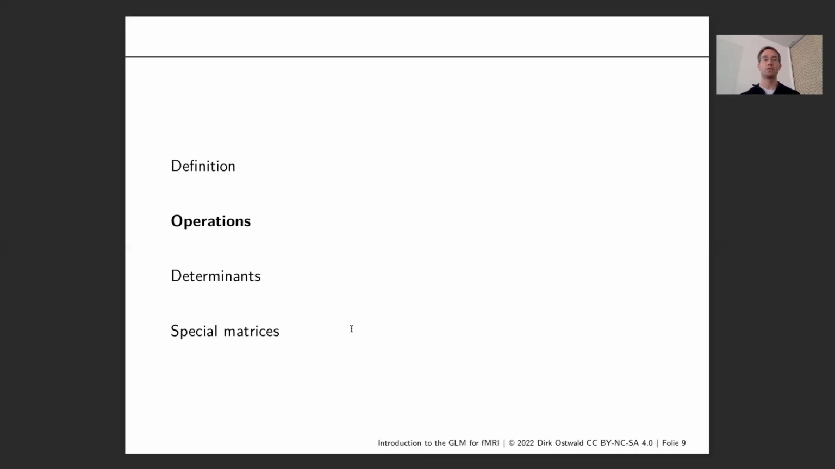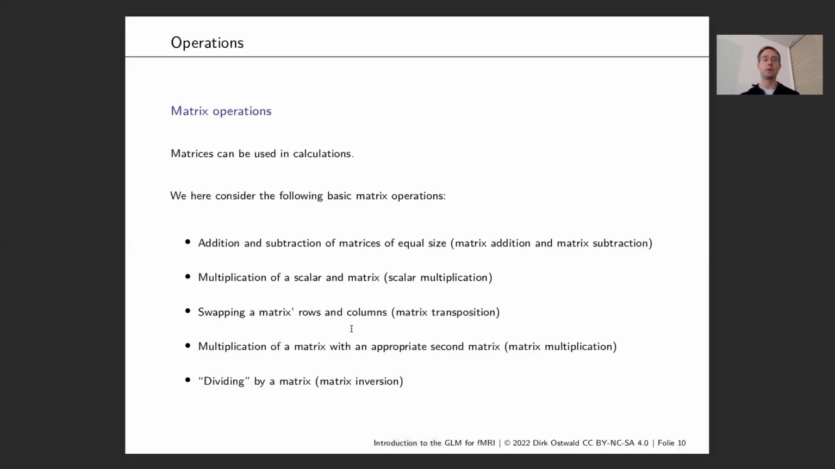Okay, so one can calculate with matrices, and that's what I call matrix operations. I have a tendency to call it matrix calculus, but that's actually something different because that's about derivatives and so on. So one can compute with matrices. One can add and subtract matrices of equal size. That's what's referred to as matrix addition and matrix subtraction. Fairly straightforward. We will see that in a second.